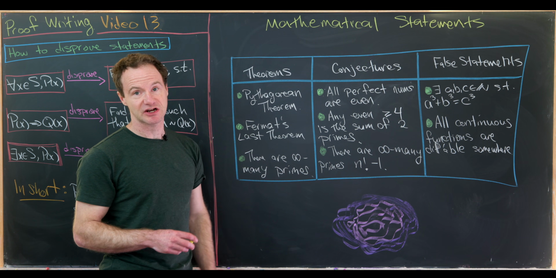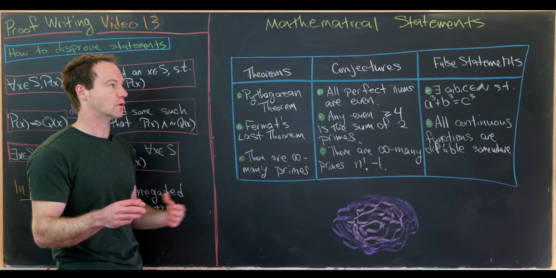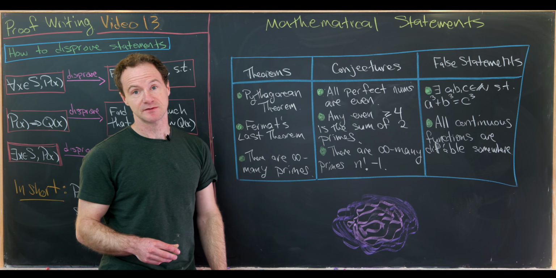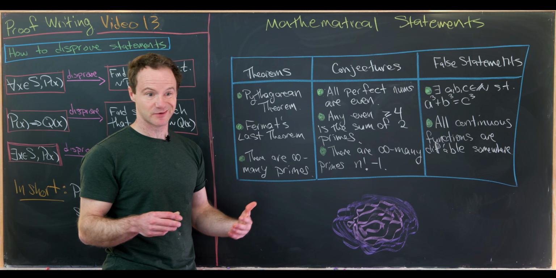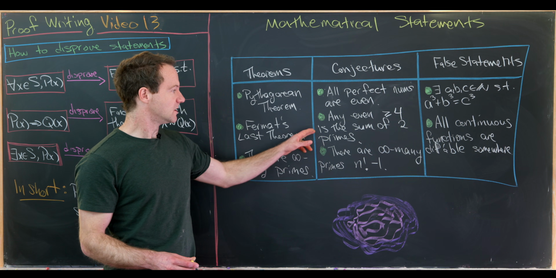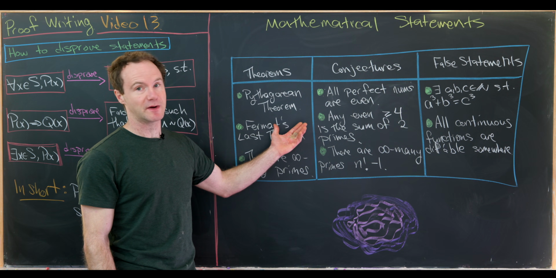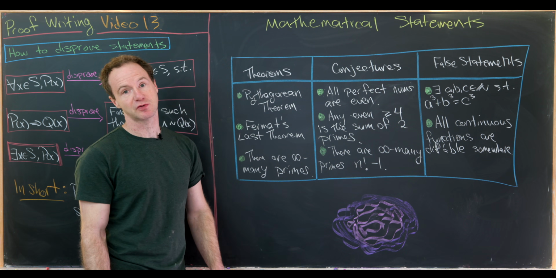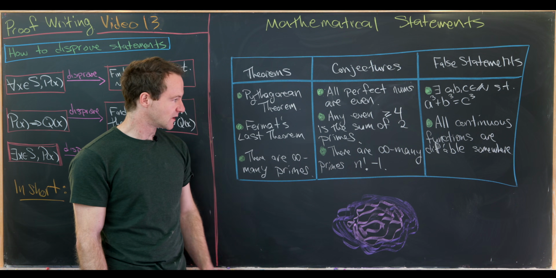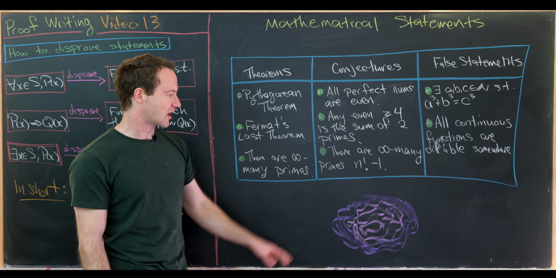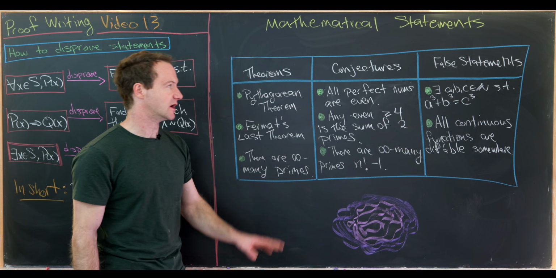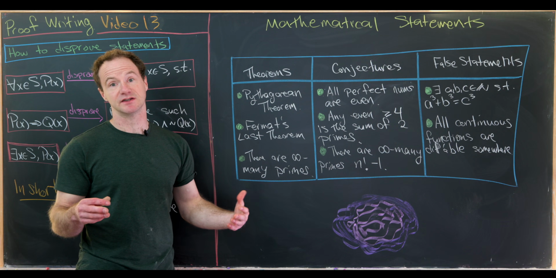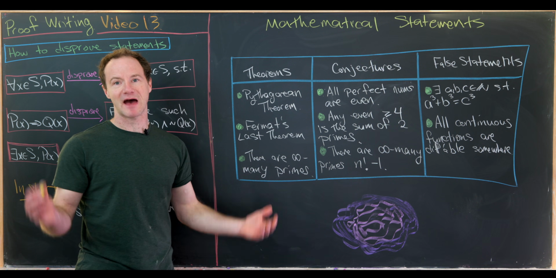And then what about some conjectures, some things that we don't know if they're true or false? Well, we don't know if all perfect numbers are even or not. So the existence of an odd perfect number is not known. Also, we don't know something called Goldbach's conjecture, which says any even number bigger than or equal to 4 is the sum of two primes. So we don't know if that's true or not. Also, we don't know if there are infinitely many primes of the form n factorial minus 1. These are unknown.